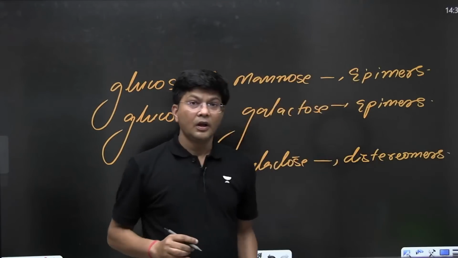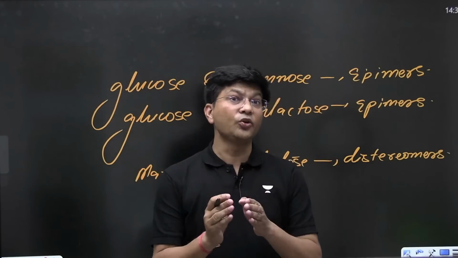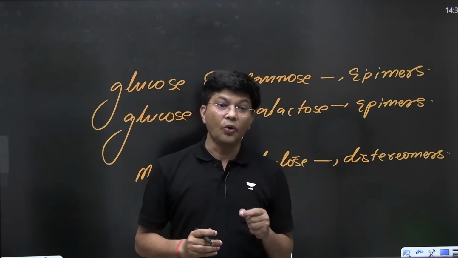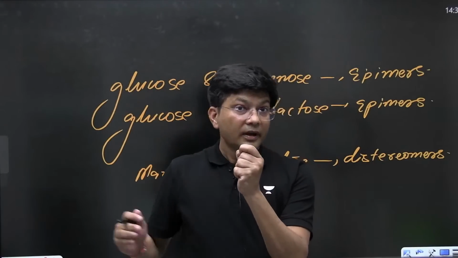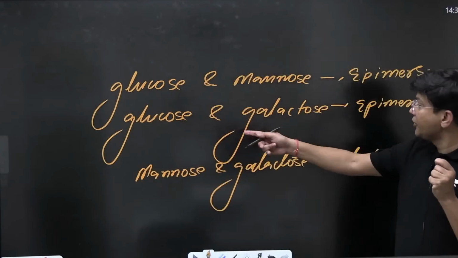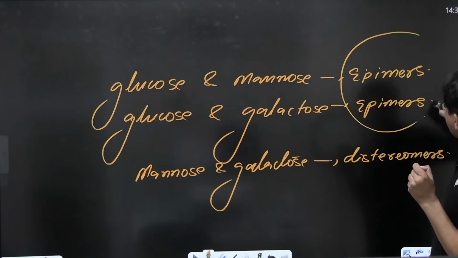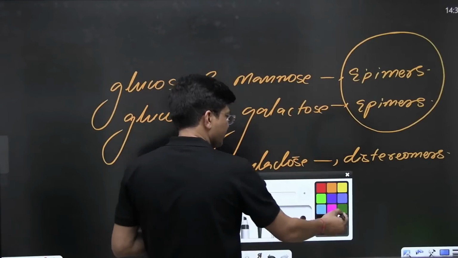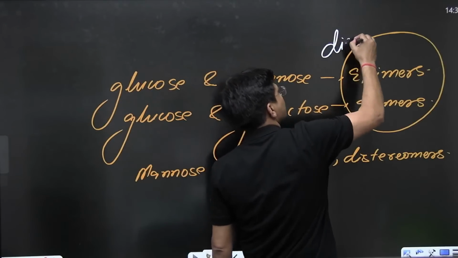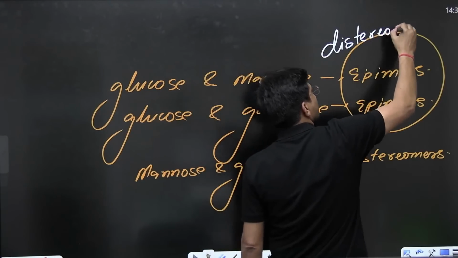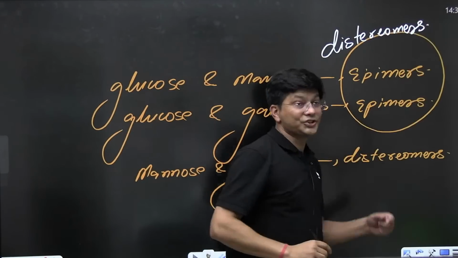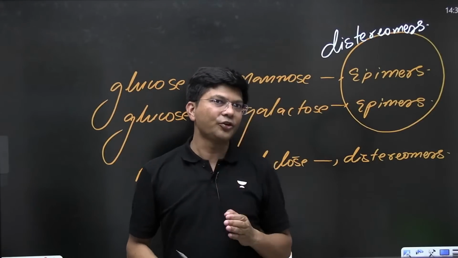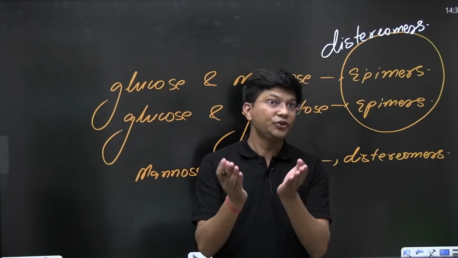Now the question arises, alpha D glucose and beta D glucose, they also differ on the first carbon. So glucose and mannose, glucose and galactose, they are epimers as well as diastereomers. Now the question arises, can we say that all epimers are diastereomers, but all diastereomers need not be epimers?